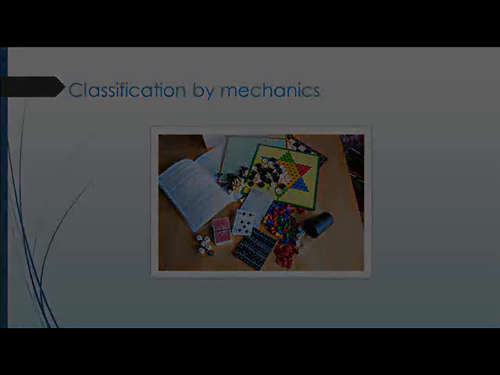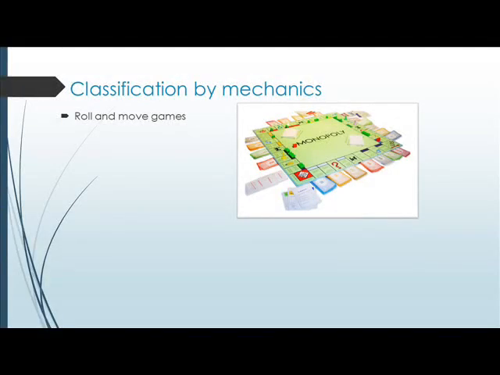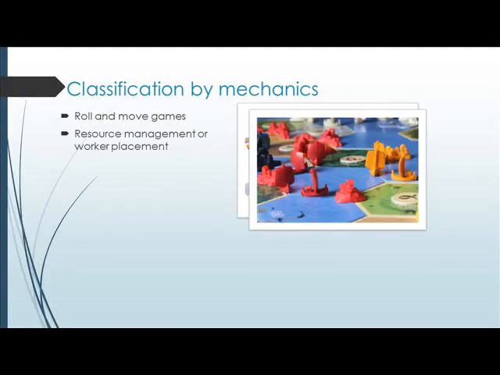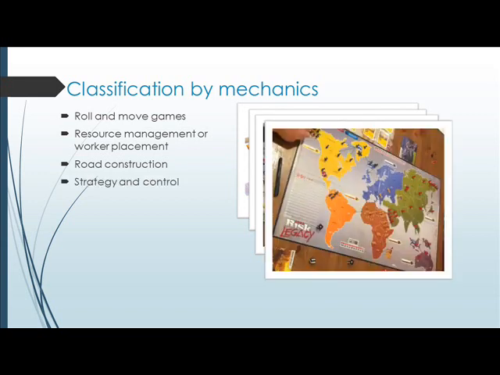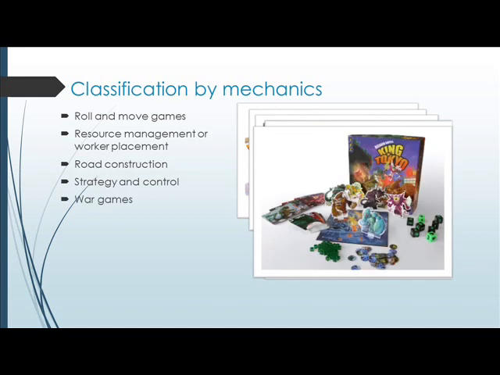They distinguish, for example, roll and move games such as Monopoly and Clue, resource management or worker placement games such as Settlers of Catan or Agricola, road construction games such as Ticket to Ride as a subset of this variety, strategy area or control games such as Risk. War games are a subset of the genre focusing on a specific battle between armies or specific characters.